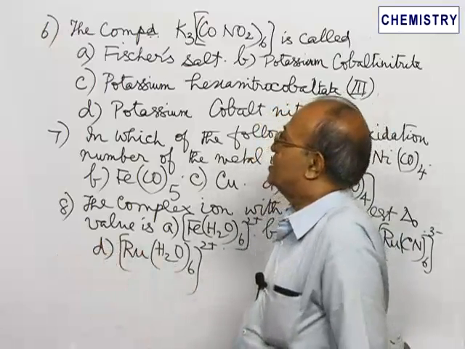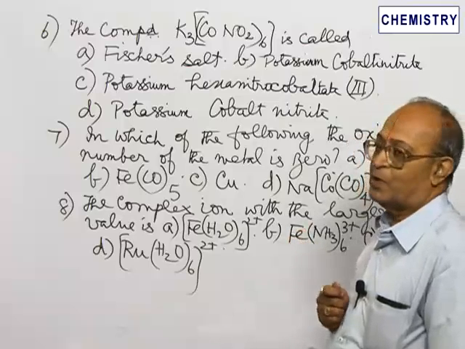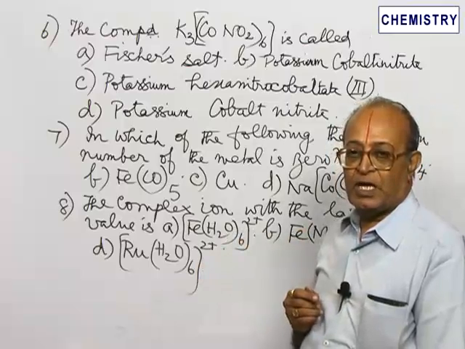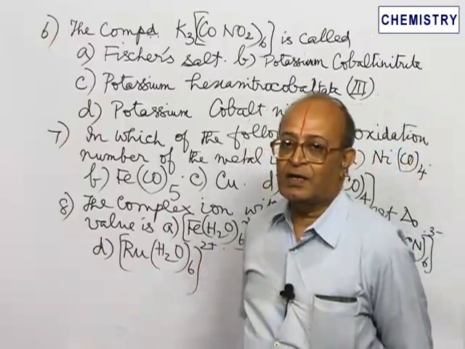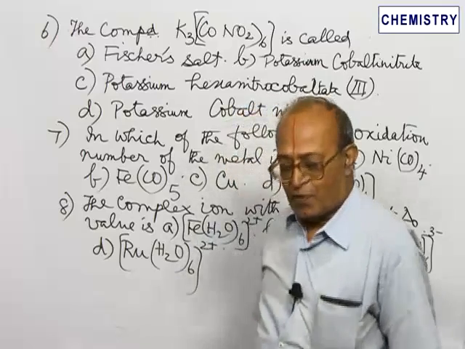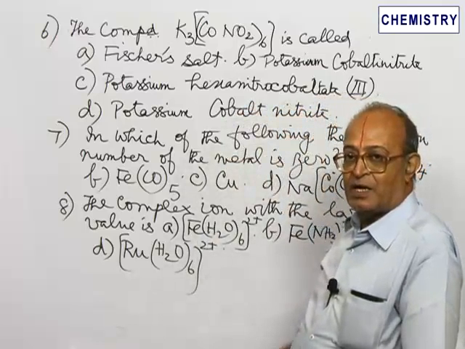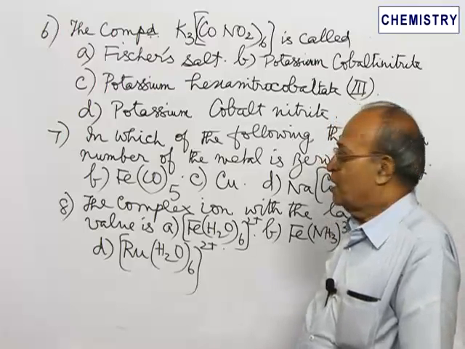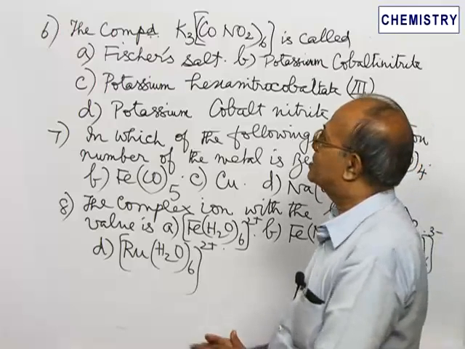Now first you consider question number 6. For example, a complex is given. This complex is given several names. Of course, you have to choose the correct answer or answers, as the case may be. For example, consider question number 6.